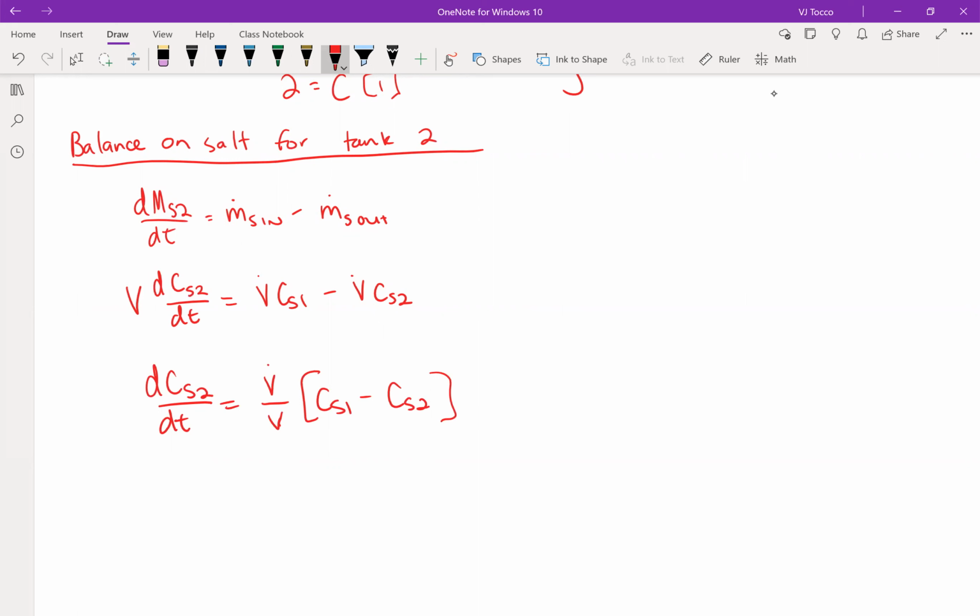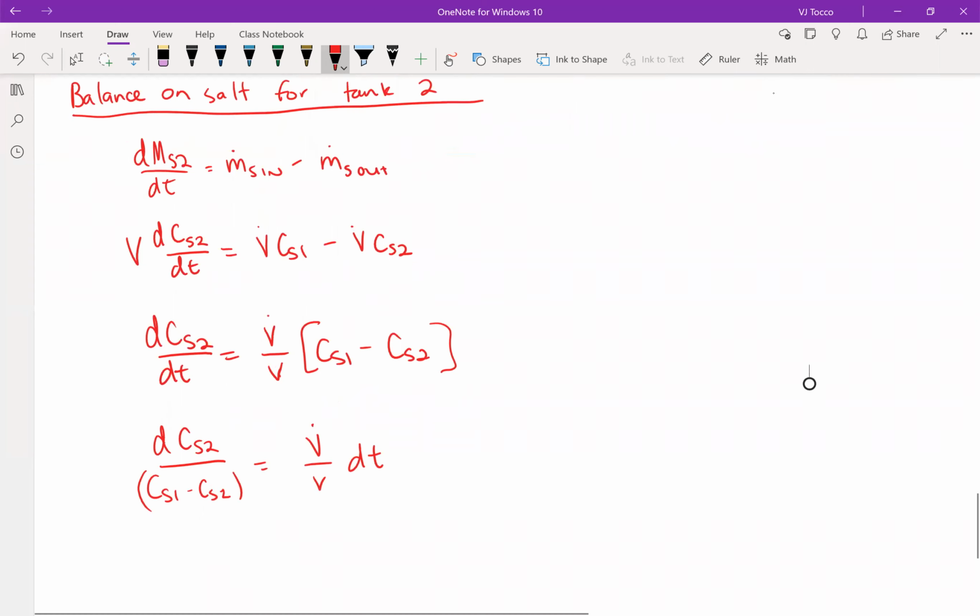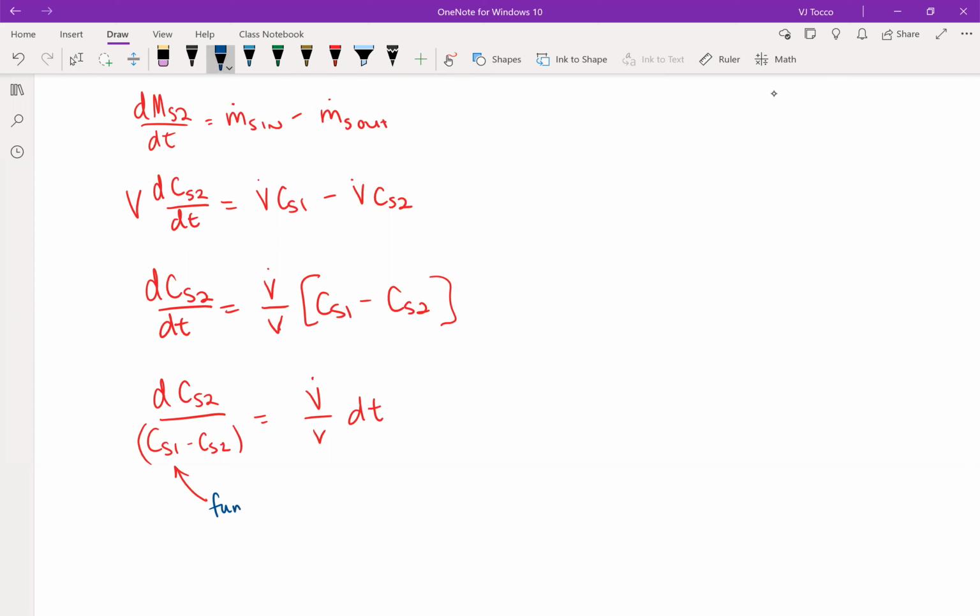I don't have a separable differential equation here. And the reason why it's not separable is because I can no longer separate variables, right? So if I wanted to solve this differential equation, it would be improper to do the following, to say dCS2 over CS1 minus CS2 is equal to V over V dot dt. I can't do this. And the reason why I can't do this is because CS1 is a function of t, right? I know this is changing with respect to time.